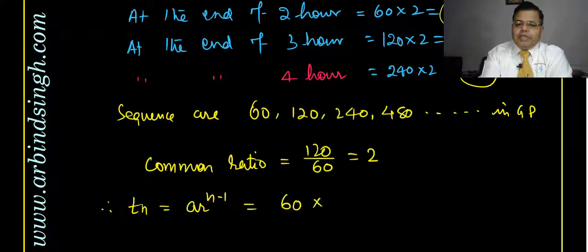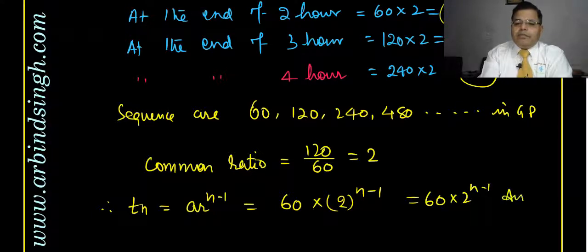So 60 into r is 2 to the power n minus 1. That will be the answer. So 60 times 2 to the power n minus 1. That will be the answer. Okay, so this will be the answer. I hope you got it.